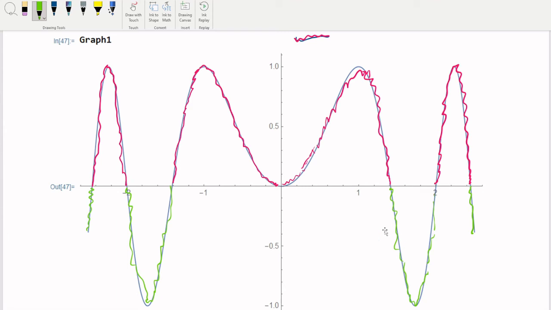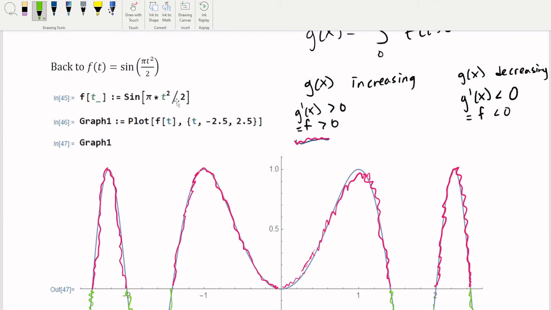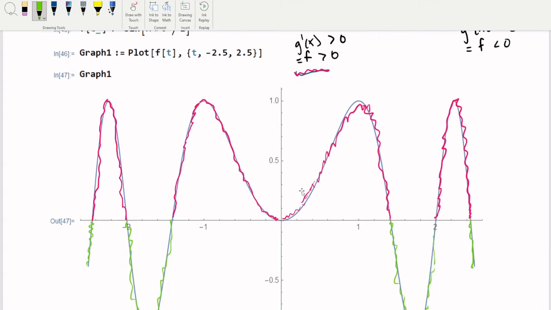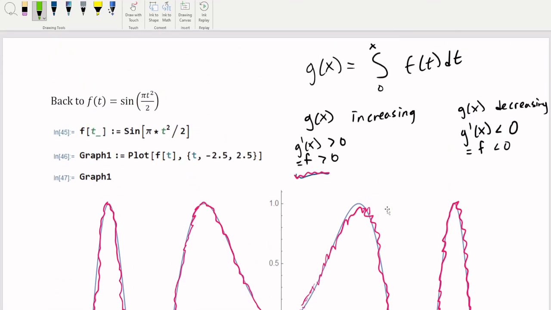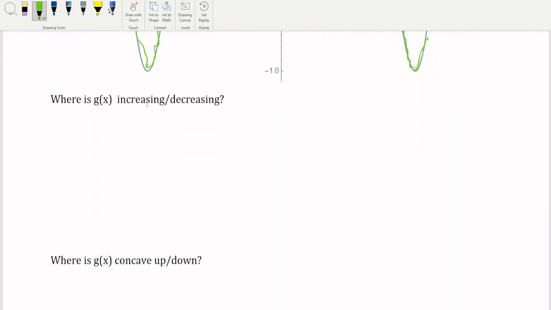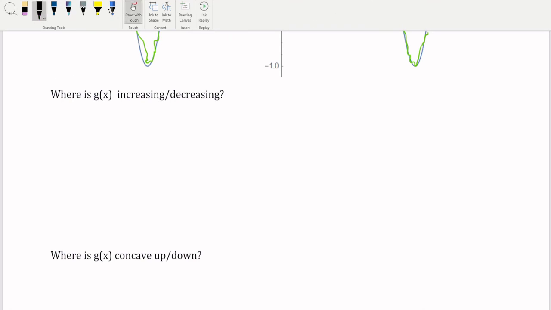Now, how would we actually figure this out to be more specific? Because I just drew on this picture, I didn't actually tell you values. This is saying I'm increasing from whatever that point is up to zero, and then also from zero, not including zero, to whatever this point is. What is that point? Well, this is our function, so let's rewrite it down below: sine of pi t squared over 2. We'll start with increasing. We want to know when sine of pi t squared over 2 is positive.